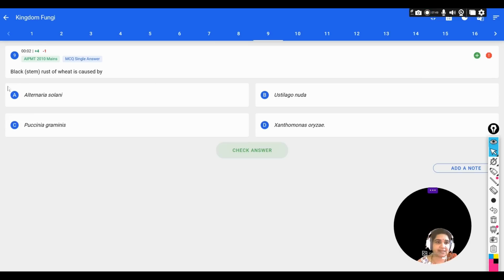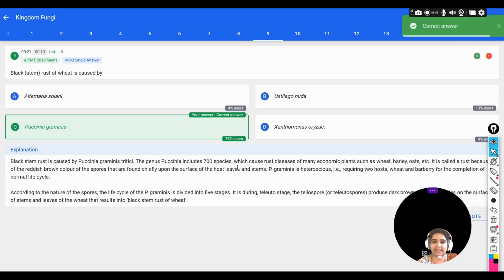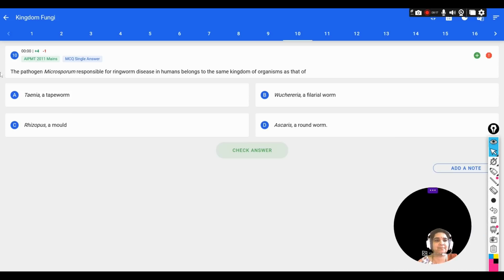Now let us see the next question. Black rust of wheat is caused by. So let us see the options. A. Alternaria solani, B. Ustilago nuda, C. Puccinia graminis, D. Xanthomonas oryzae. So you have to remember first, if they are asking about rust, it is mainly caused by the Puccinia species. Yeah, black rust is caused by Puccinia graminis.